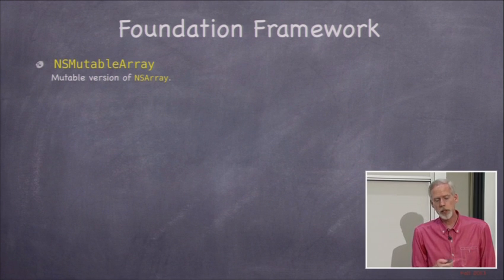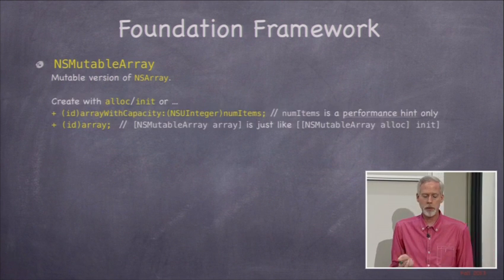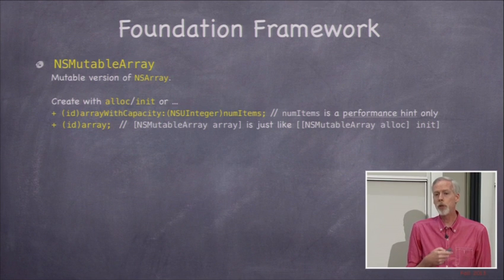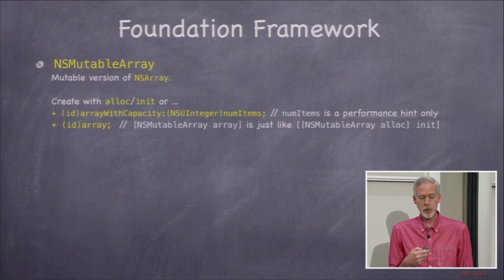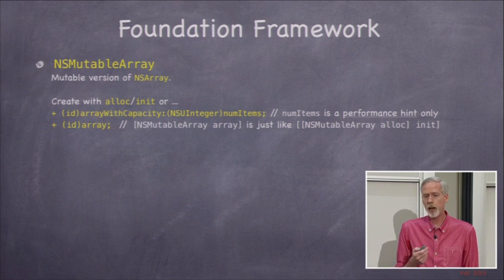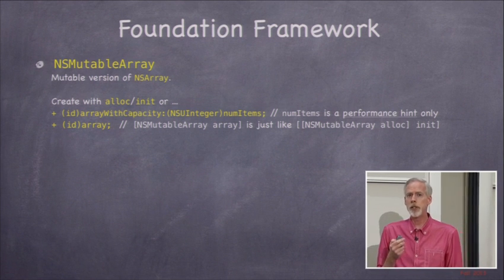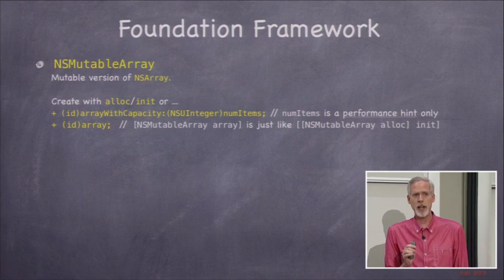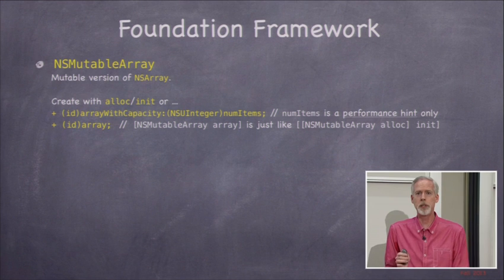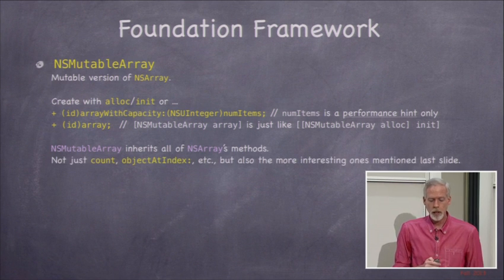But there's a mutable version of array, of course, called NSMutableArray, which we've also used. We usually create it using alloc init, or sometimes we use arrayWithCapacity. That capacity argument is just a performance hint. It's not saying that the array starts out with that many items. It just means, I think this array is going to have about 100 things in it, so create me an array with 100. It's a performance hint only.